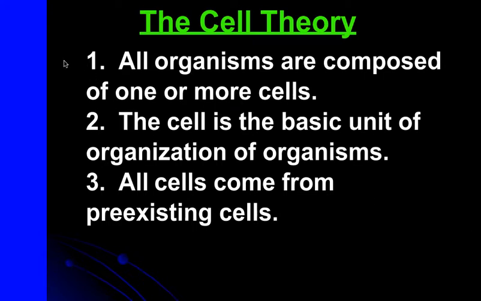The cell theory has three parts. The first part states that all organisms are composed of one or more cells. So all living things must have cells. The second part says that the cell is the basic unit of organization of organisms. That means that cells are the building blocks of living things. And the third part of cell theory says all cells must come from pre-existing cells. What that means is cells reproduce to form new cells. So new cells come from old cells.